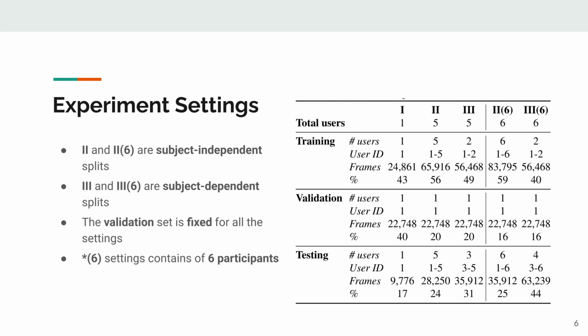We've defined 5 settings on the dataset, 3 of which are the same settings as in the baseline paper, or FlickrNet, and the rest are new settings with the latest version of the dataset. The information about each setting is shown in this table. The first setting has only one user, settings 2 and 3 have 5 users, and finally, the last 2 settings contain 6 users. To evaluate the model's generalizability on the unseen participants, we have done subject-dependent data split in settings 3 with either 5 or 6 users.